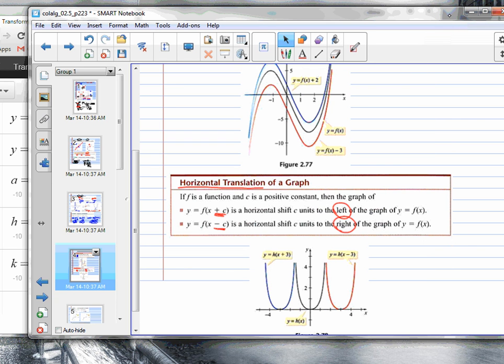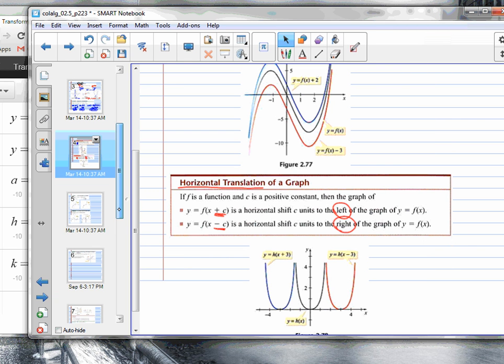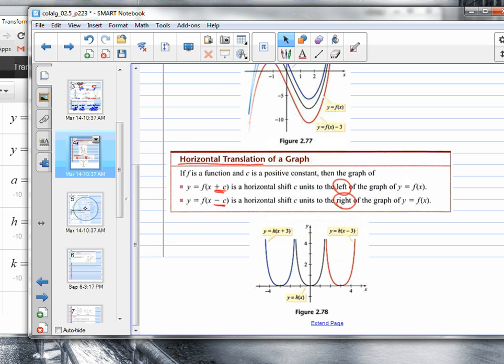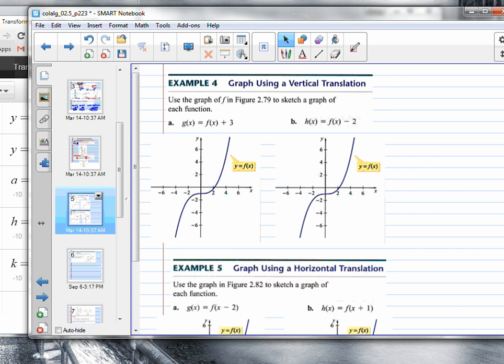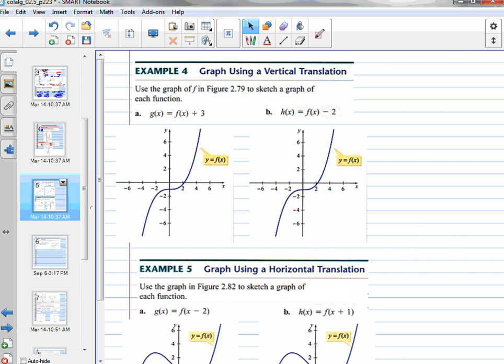Back over here. So let's put these two things together, and let's see if we can sketch. Left, left, and right, right. Use the graph of f. Here's the graph of f. This function right here, y equals f of x. It's the graph of f. To sketch a graph of each function, f of x plus 3, how has it changed? It moves up 3. 1, 2, 3. This would be where this used to be, and so just try to make a new one.